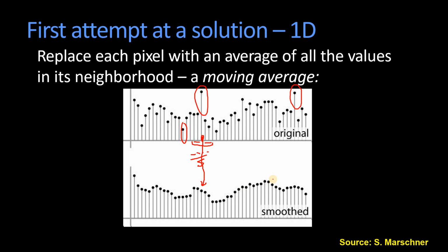Now it is corrected. Clear? So this is the first attempt. What we want to do is replace each pixel with an average of all the values in its neighborhood. This approach we call moving average.